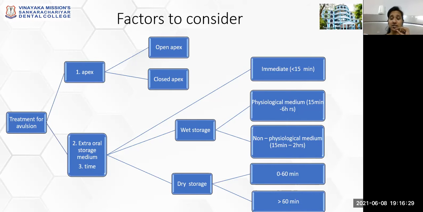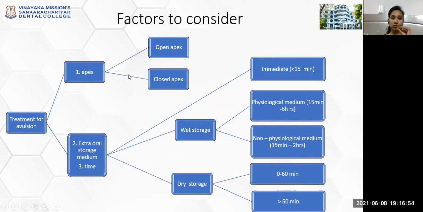These are wet mediums. That means the tooth is stored in some liquid medium. And the next one is dry storage, which means the tooth is not placed in any liquid. They have brought it in a paper or in a pocket or just brought it in their hand. If they have brought it within 60 minutes, that is less than 1 hour, or if they have brought it more than 1 hour. These are the 5 things which will determine your treatment plan.